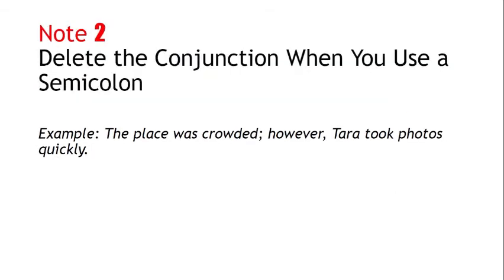Okay. Next one, we have here note 2. Delete the conjunction when you use a semicolon. For example, the place was crowded, semicolon, however, Tara took photos quickly. So you may delete the conjunction. Okay, you may just delete however.